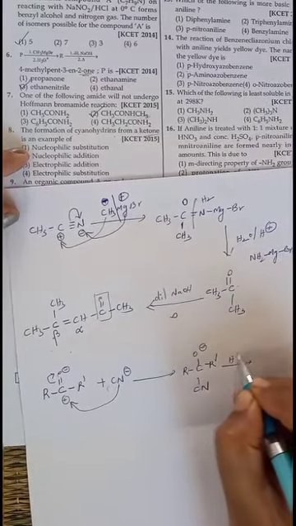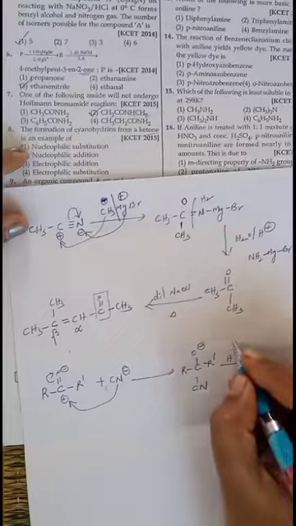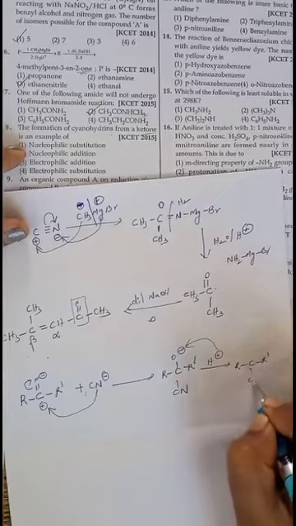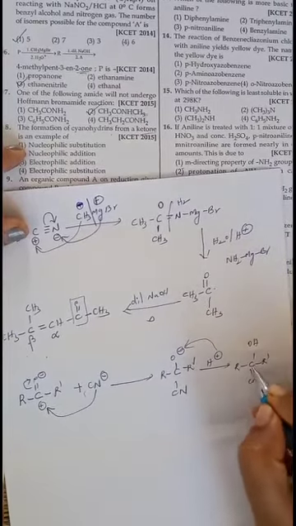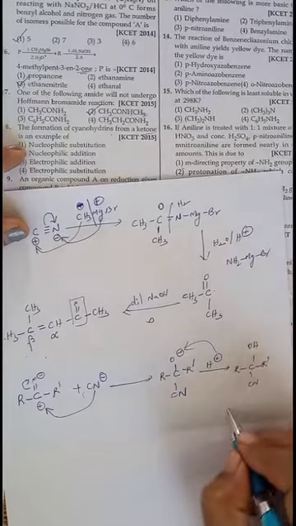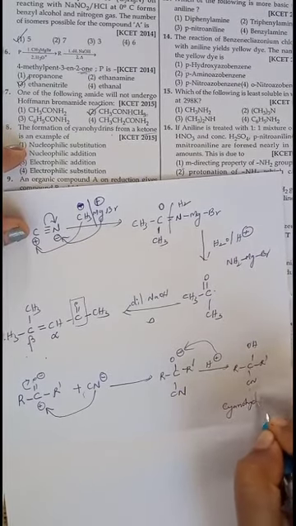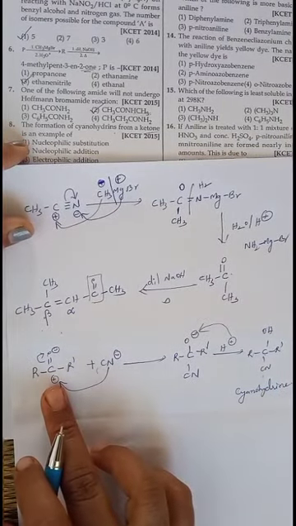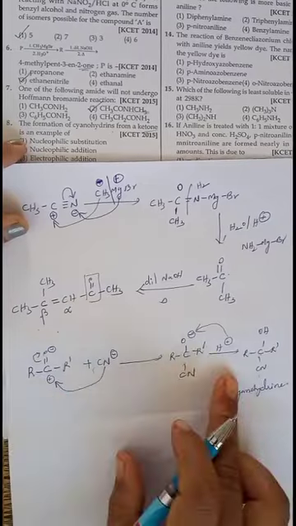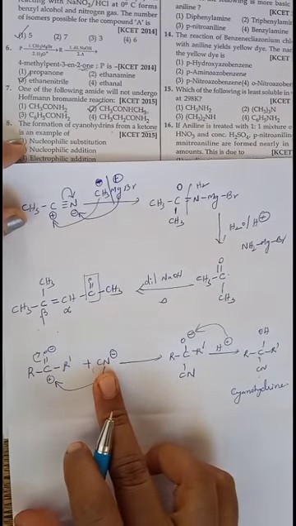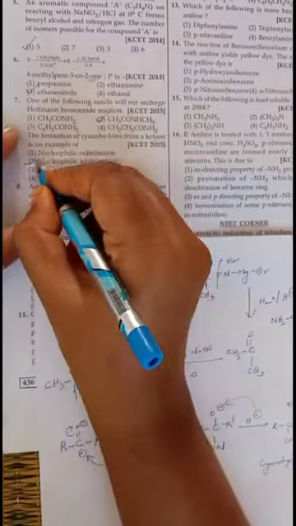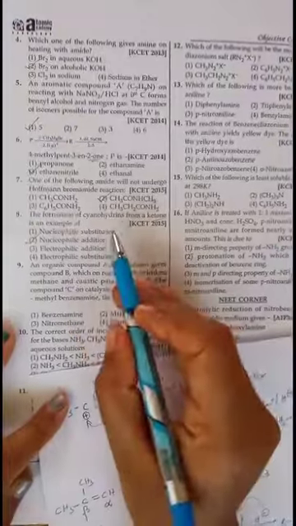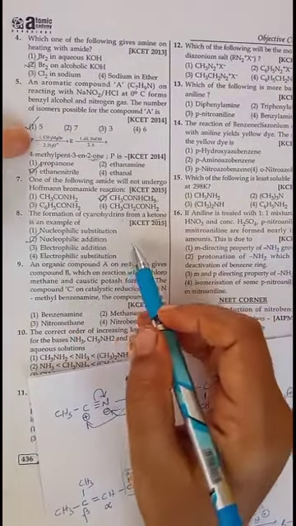Then the second step, protonation, will take place. That proton is added to oxygen. Then we will get R, C, R dash, C and OH. If cyanide and hydroxyl group are present on the same carbon, this is called cyanohydrin. So in the cyanohydrin formation we can observe the addition of CN minus nucleophile and H plus. Both are additions, but it is initiated by the nucleophile, so we can call it nucleophilic addition. So formation of cyanohydrin is an example of nucleophilic addition reaction.